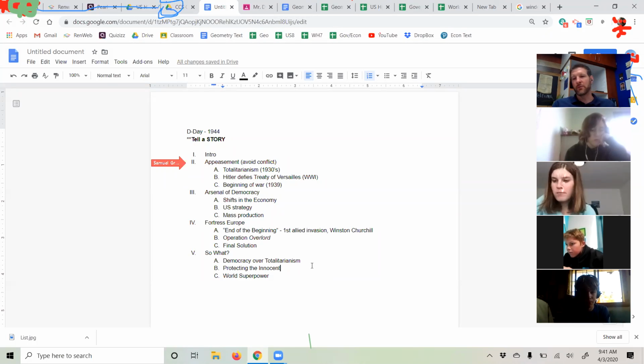And then finally is the idea of the world superpower. Twice, the US has repeatedly tried to stay in isolationism. That would finally end after World War II, where the US would say, you know what, if we had gotten involved sooner, we might have stopped Hitler earlier.